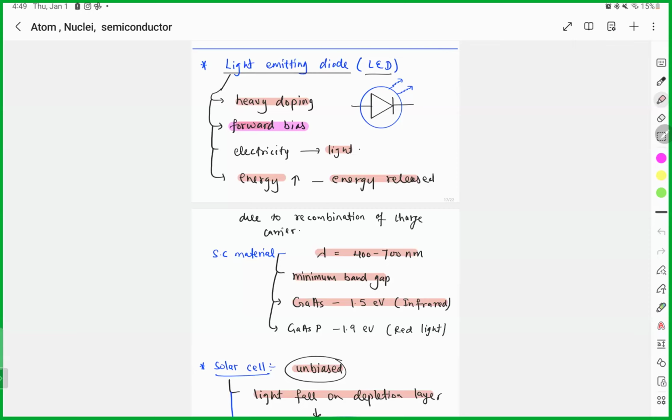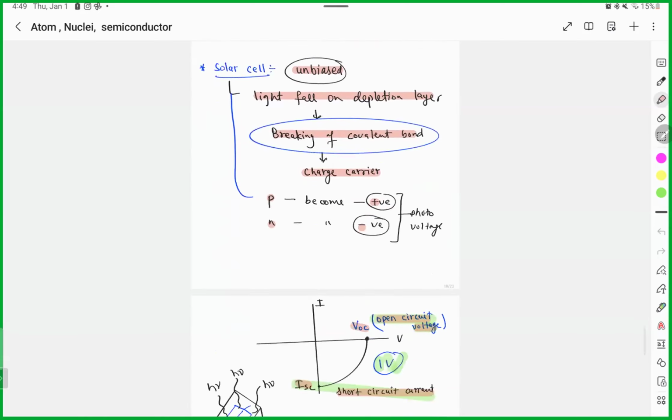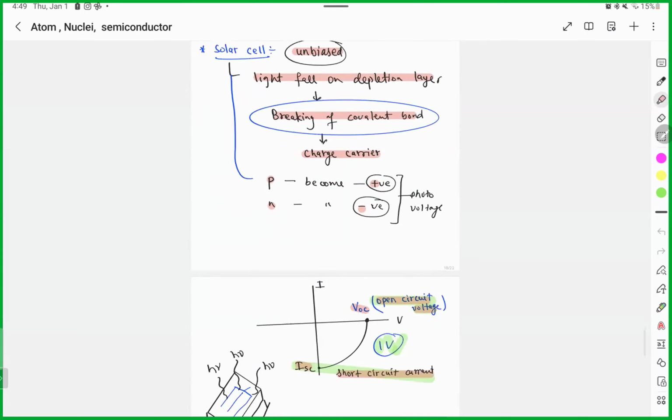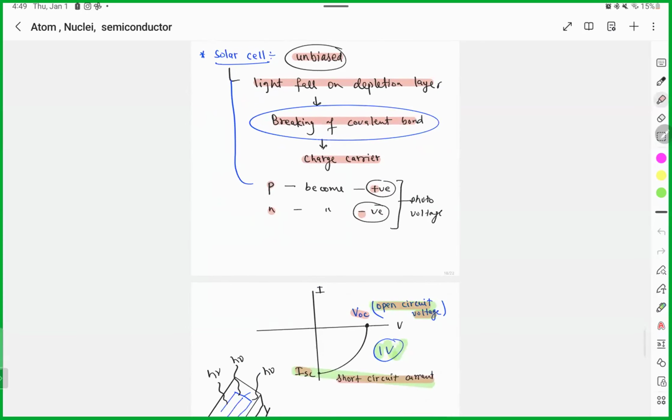Done, everybody? If you are done, this was the small topic of solar cell. The function of a solar cell almost looks the same as a photodiode, correct? In a solar cell, light falls on the material and produces electricity. In a photodiode, same thing. What is the difference? In a solar cell there is no biasing, meaning unbiased, because you don't need to apply external voltage.